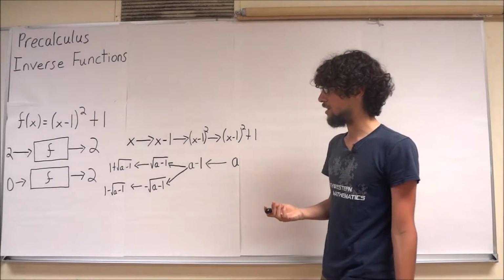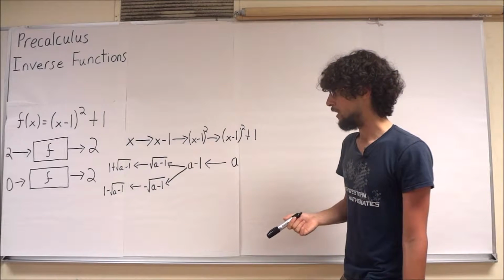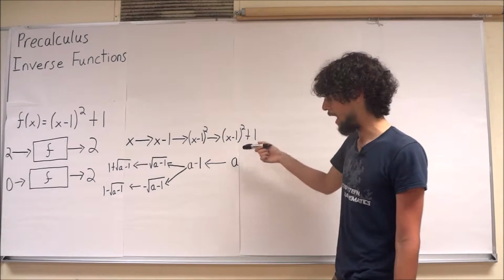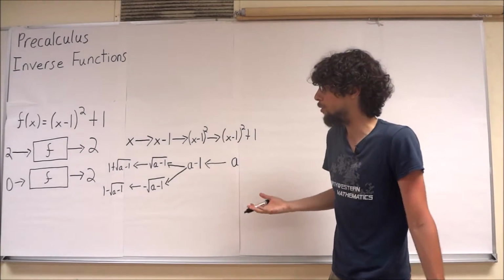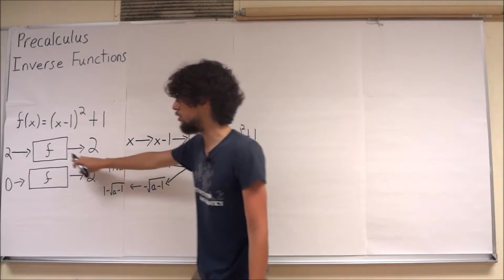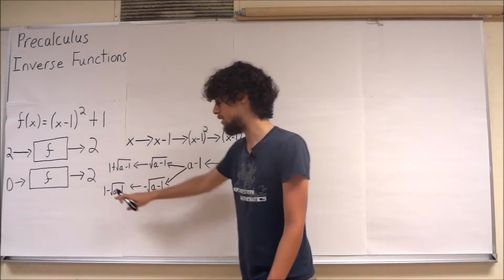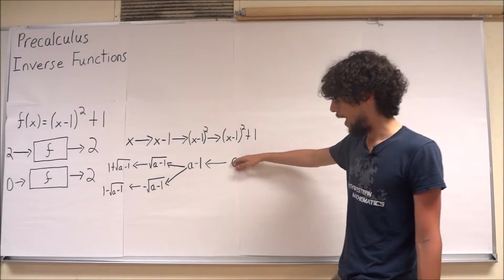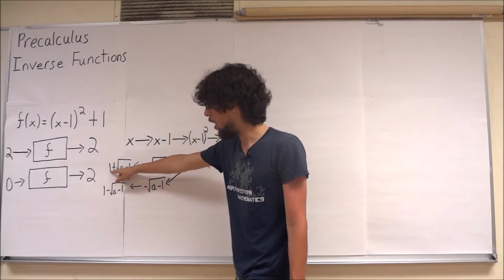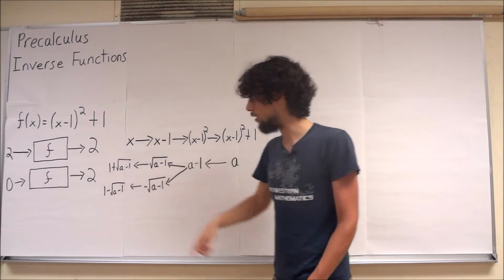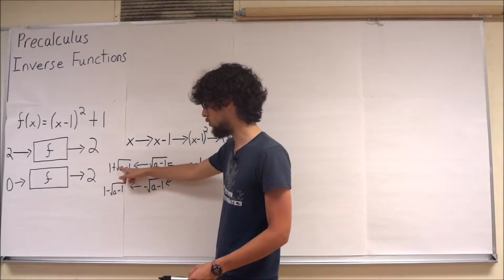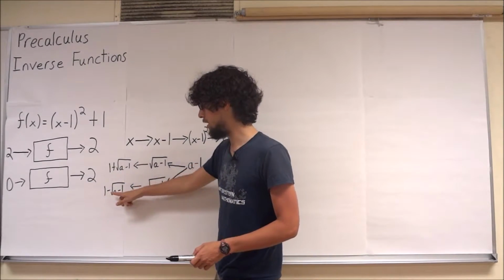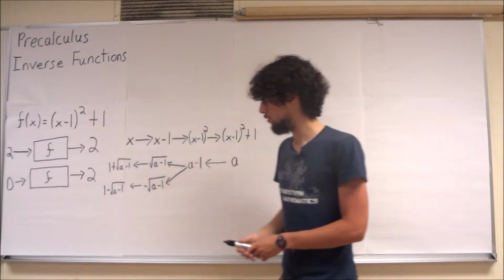And let's check that this works as we'd like it to. If I start with an a value here of 2, and I run through these steps, I hope that one of these tracks will get me to 2, and the other one will get me to 0. Let's see what happens if I plug in a equals 2 and run this track. I'll get 1 plus the square root of 1. In other words, I'll get 1 plus 1, I'll get 2. And if I run this track, I'll get 1 minus the square root of 1, I'll get 0.